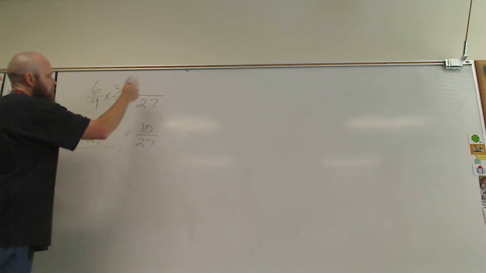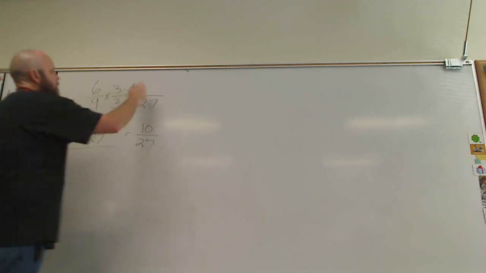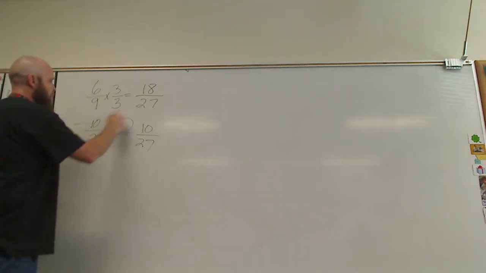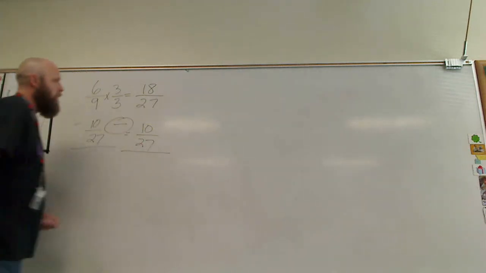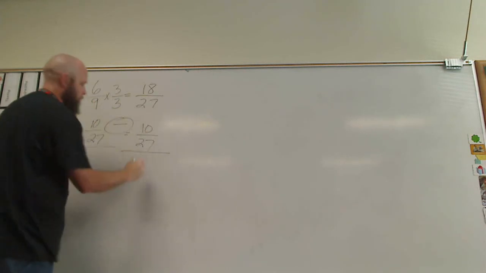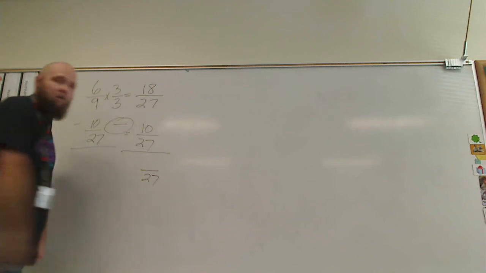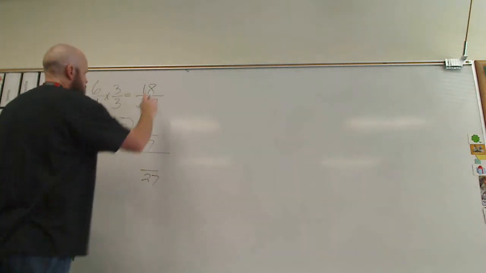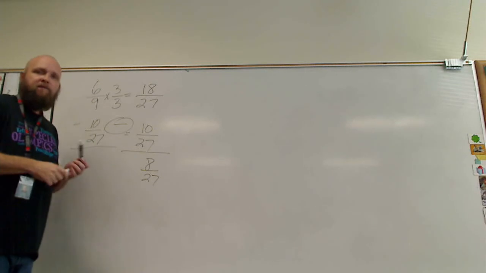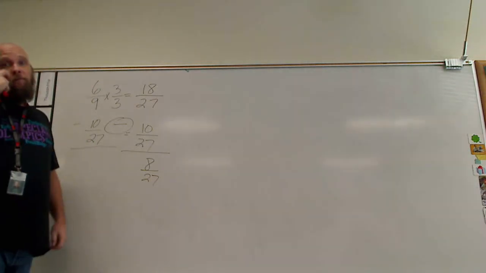6 times 3 is 18. I'm going to subtract. I bring my sign over. And then I'm just going to subtract 18 27ths, subtract 10 27ths. My denominator stays the same. 18 subtract 10 is 8. So we have 8 over 27. I need to see if I can simplify it.